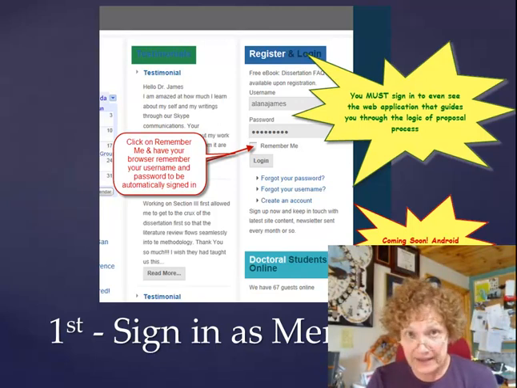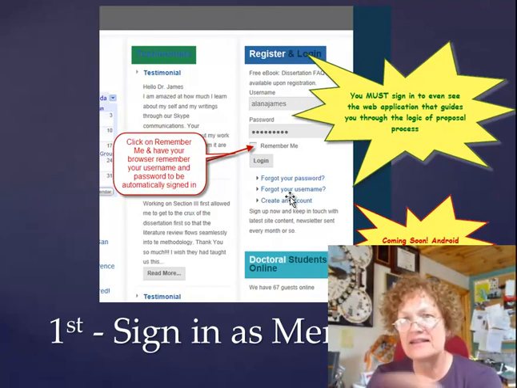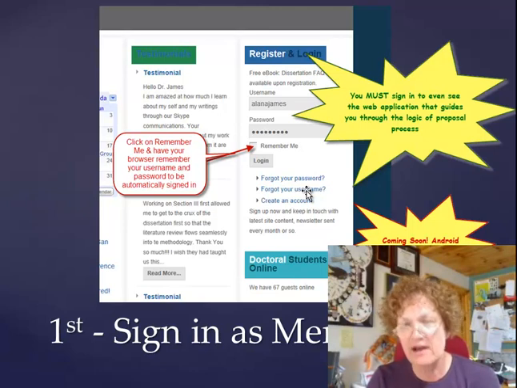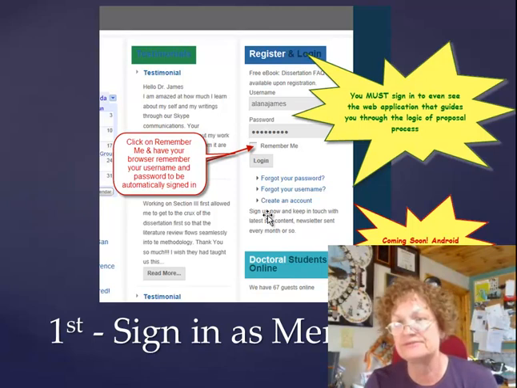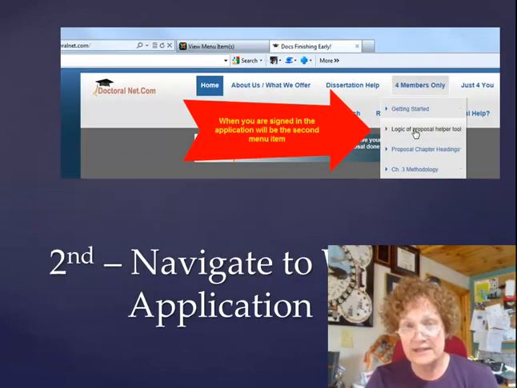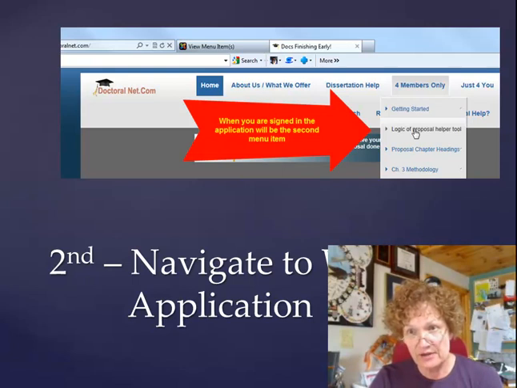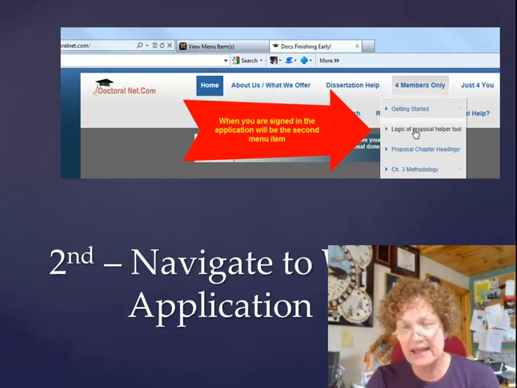To get to the application on the DoctoralNet site, a person has to register, and that takes place in the right-hand side towards the bottom. If you're going onto the site regularly, of course, if you click the Remember Me button, it makes getting into the Members Only section easier. Once you're signed into the site, then you go to the Members Only navigation point on the top right-hand side, and the second navigation window is called Logic of the Proposal Helper Tool. That's where you'll be focused.